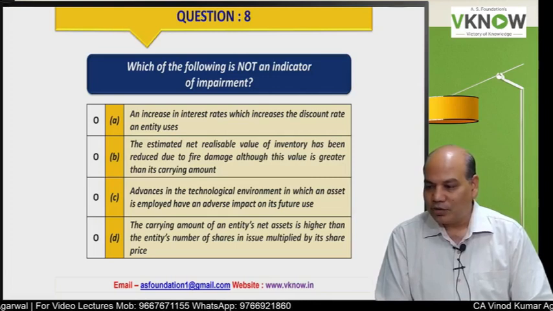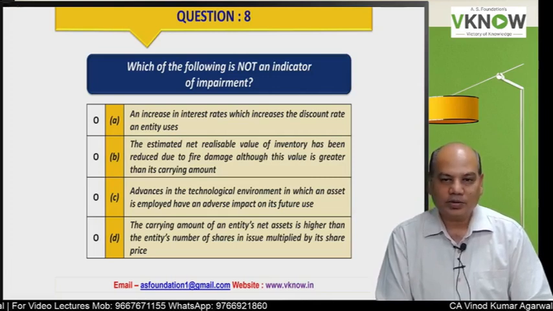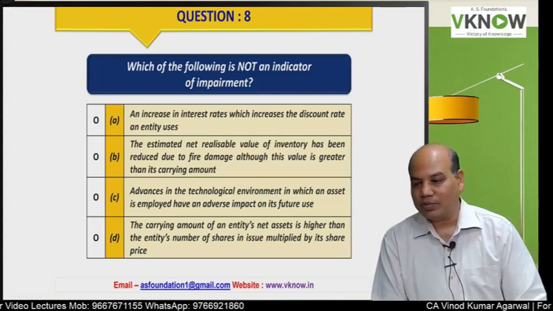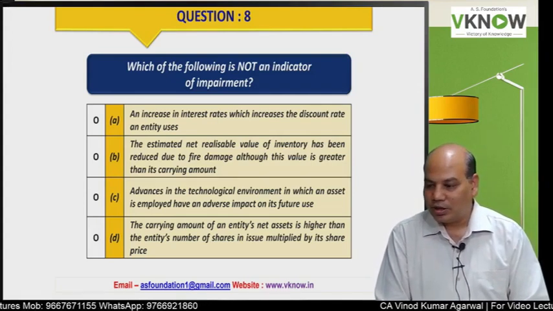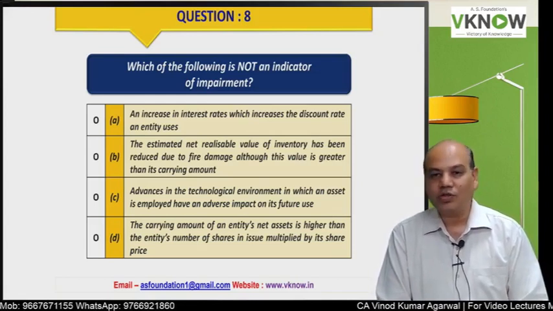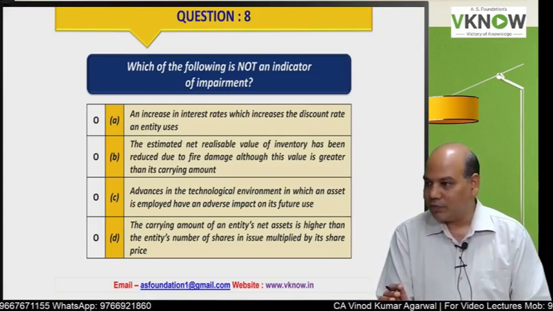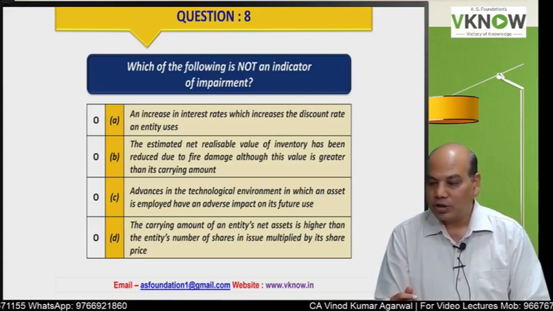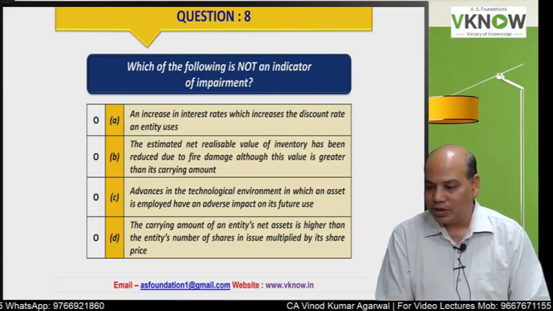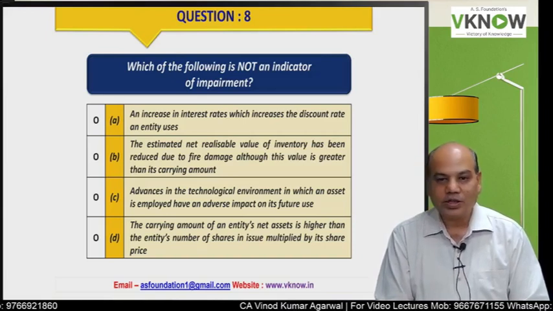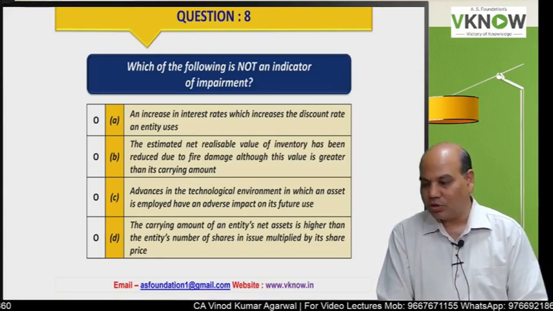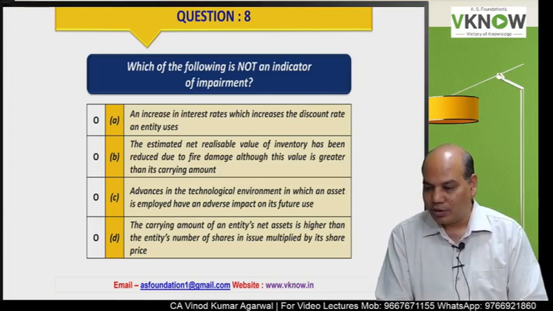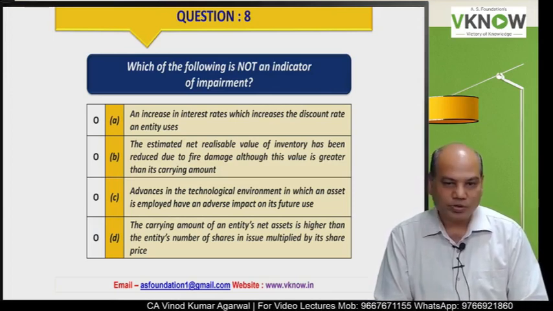Which of the following is not an indicator of impairment? Not an indicator of impairment means out of 4 options, 3 are indicators of impairment. An increase in the interest rate which increases the discount rate. This is an indicator of impairment because value in use will fall. The estimated NRV of inventory has been reduced due to fire damage, although this value is greater than its carrying amount. Point C, we'll see. Point C, advance in technological environment in which an entity is employed because an adverse impact on its future use.